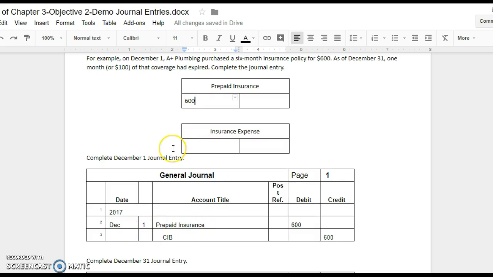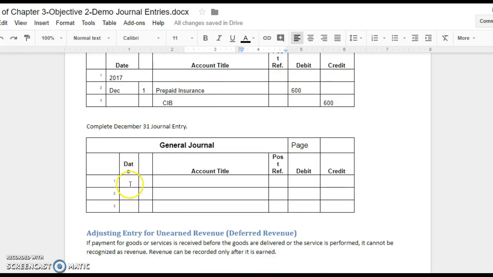So now we have to actually show that 100 of this, at the end of December 31st, at the end of the month, has actually expired. We no longer have 600 sitting in prepaid insurance because we used up a month. We only have 500 sitting there. So we have to expense 100. Let's get rid of the 100 from prepaid and expense it into insurance expense. So there's my debit and there's my credit. And now my balance in prepaid is 500. So how do you do that?